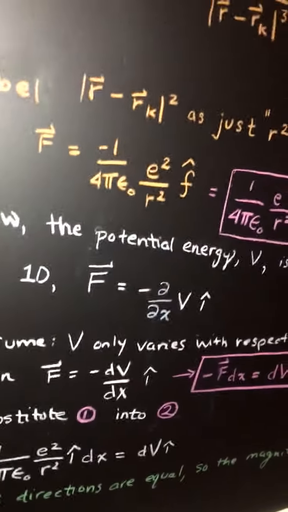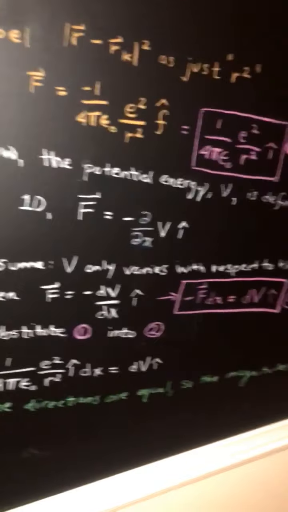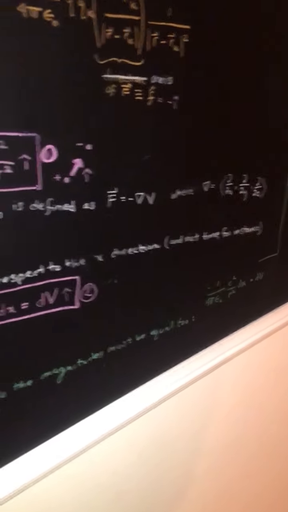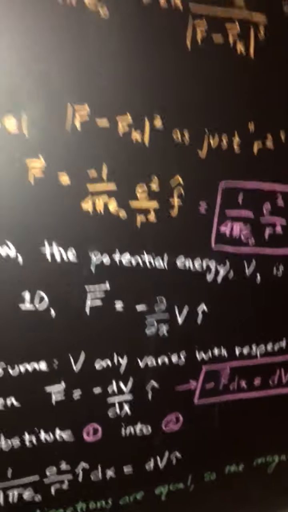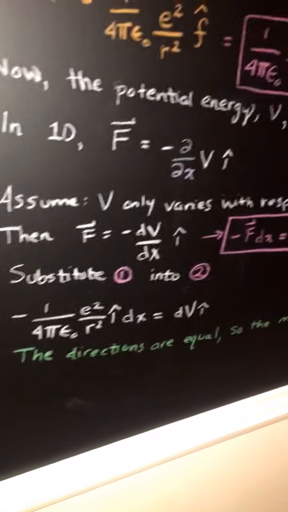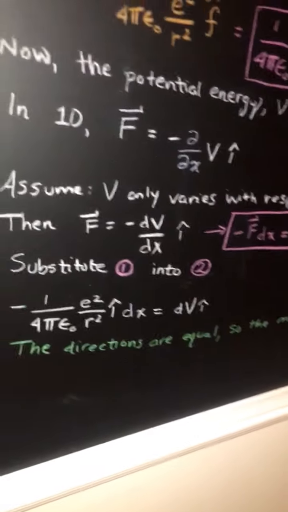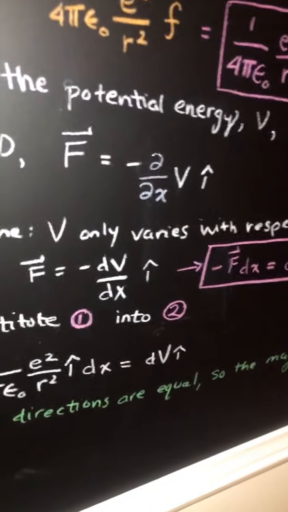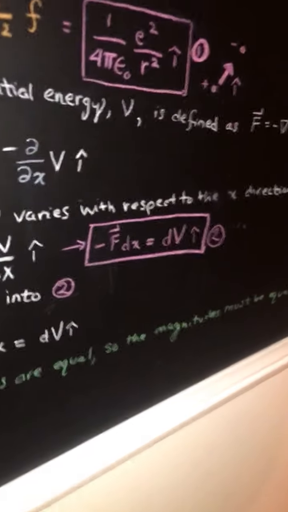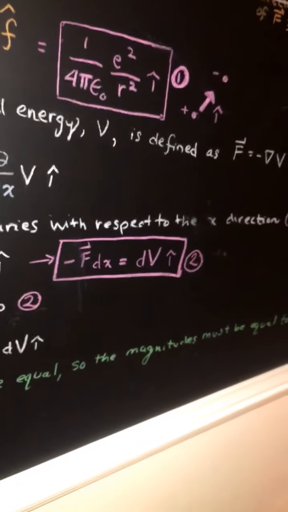So now we kind of need to make an assumption here, because I don't like to integrate partial derivatives. Kind of makes me nervous. So I want to make it into just a normal derivative. So I'm going to assume that V only varies with respect to the x direction, and not time, for instance, so that I don't have to worry about any other variables. It's just x. So then this becomes F equals negative dV/dx i, and I can multiply both sides by dx to get this equation. And now, we're starting to get something that can be solved with a bit of integration.